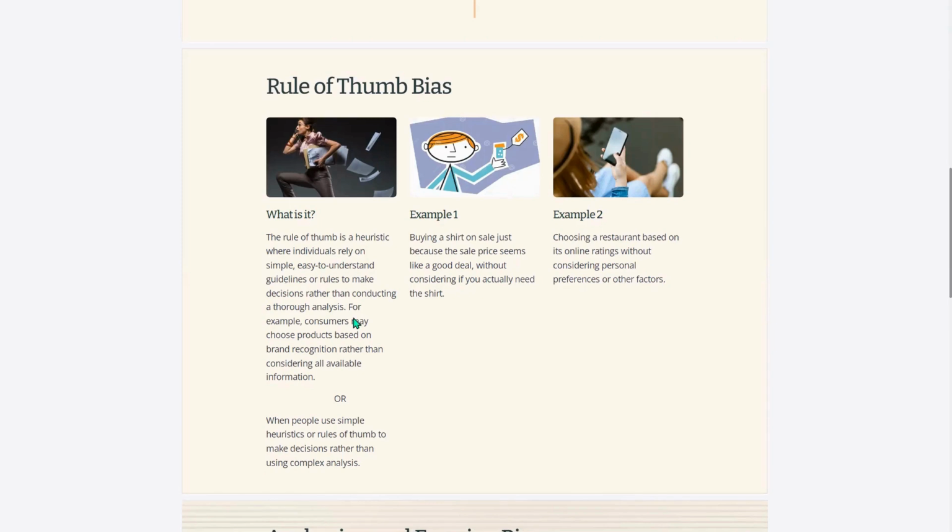Okay. And therefore, consumers may choose products based on brand recognition rather than considering all available information. For example, if I want to buy a refrigerator, I might want to buy only a particular kind of refrigerator or a style or a brand. So I'm just going by the rule. For example, let's say refrigerators from Bosch are very good, or washing machines from IFB are really good, or Skechers shoes are really good. So I'm just going by that rule. I'm not doing my own thorough analysis. That is rule of thumb.